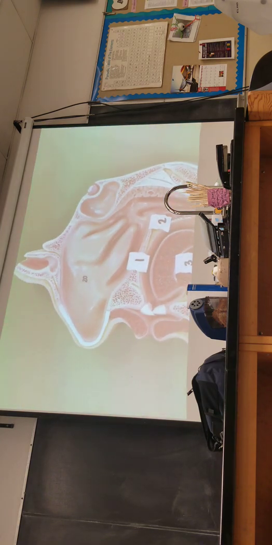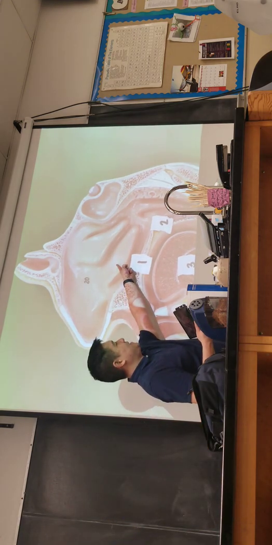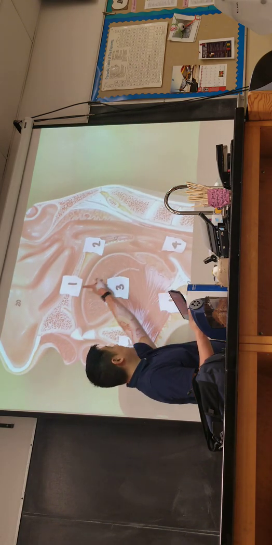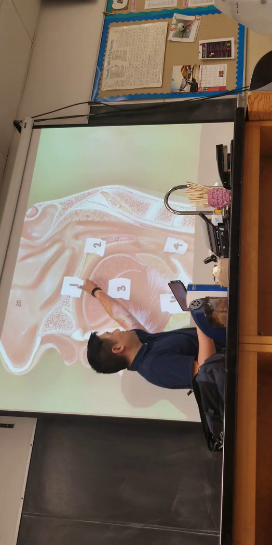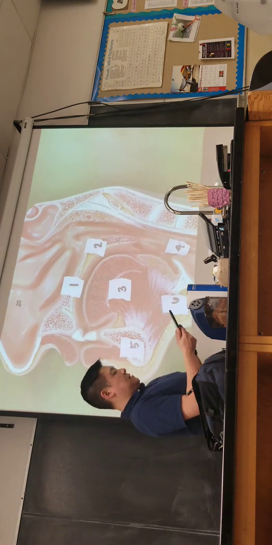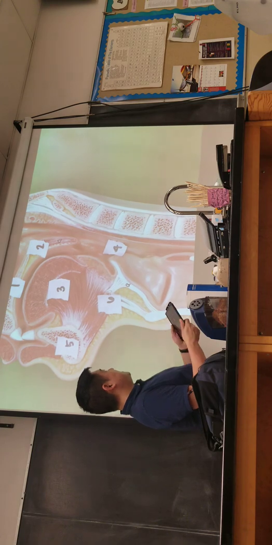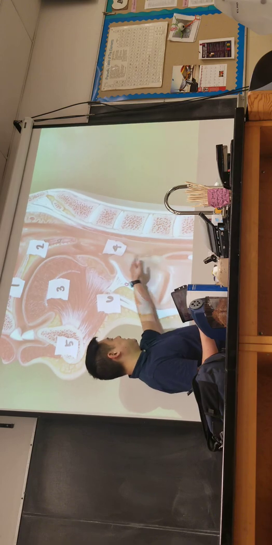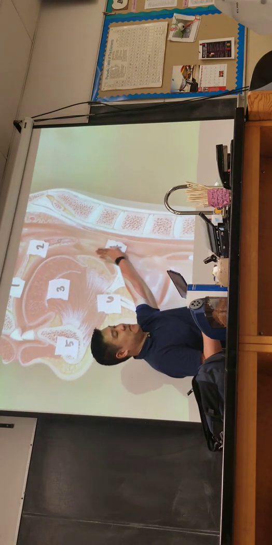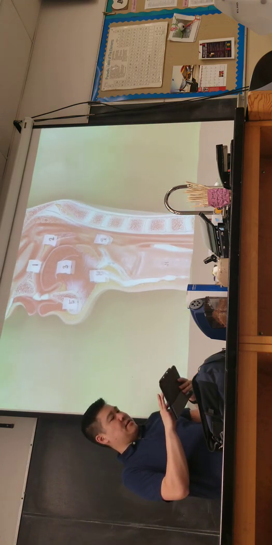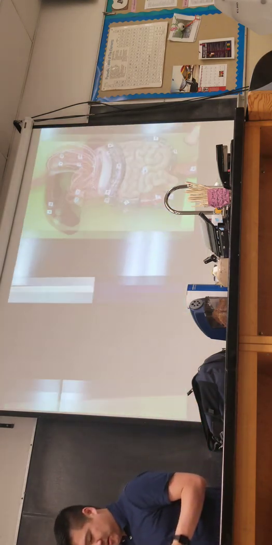Number 1. What's on top of number 1? The nasal conchae. And then this piece, hard palate and soft palate. This is the tongue. What is this right here in front of the epiglottis? This is the larynx. This is the laryngopharynx. Okay, and then we go down to the next slide.